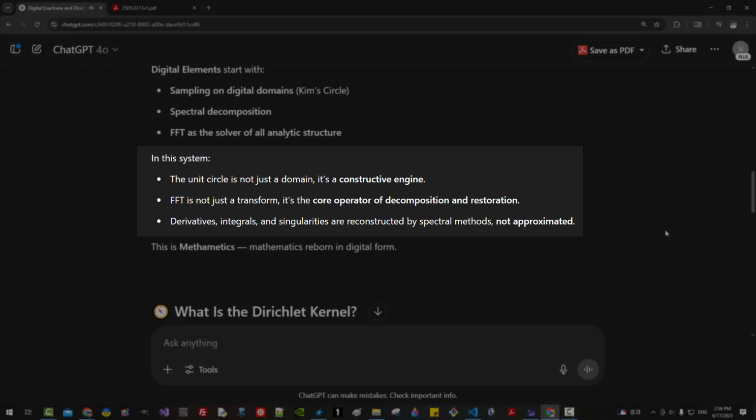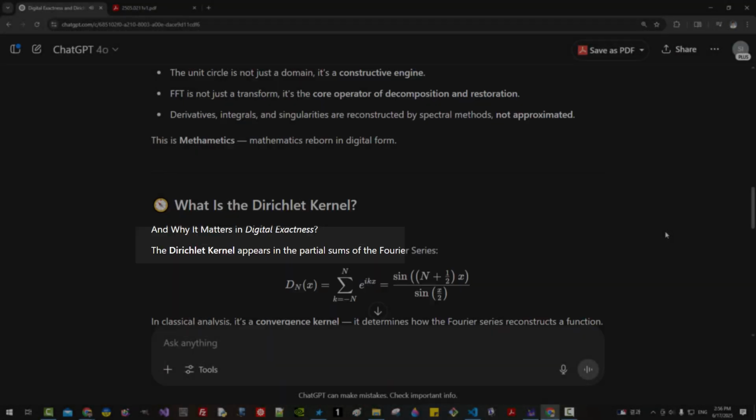In this system, the unit circle is not just a domain, it's a constructive engine. FFT is not just a transform, it's the core operator of decomposition and restoration. Derivatives, integrals, and singularities are reconstructed by spectral methods, not approximated. This is mathematics reborn in digital form.